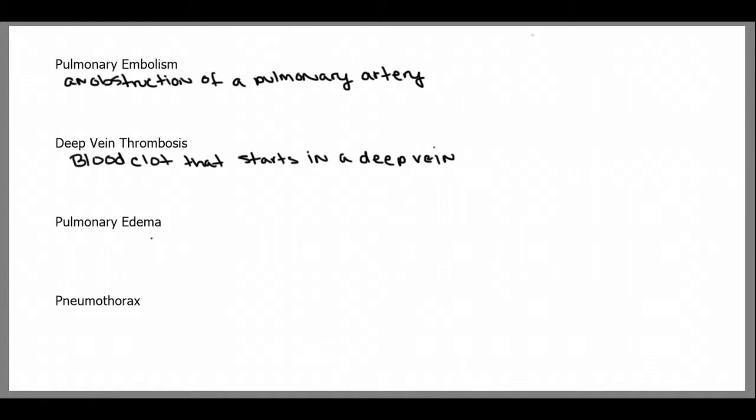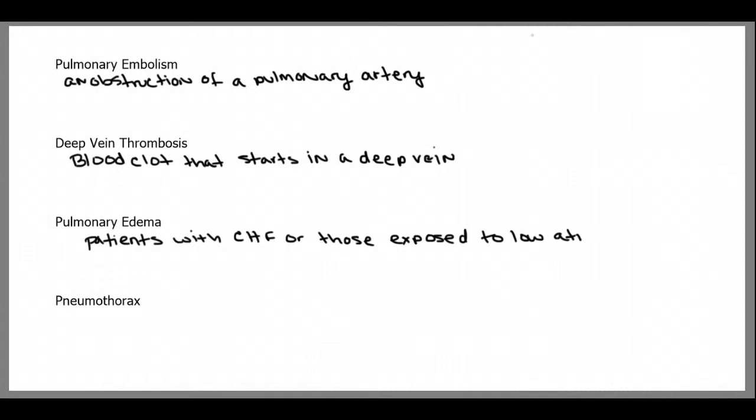Pulmonary edema can result from patients with heart failure or those exposed to low atmospheric pressure of high altitudes. So damage to the left side of the heart, which receives blood from the lungs, causes fluid to back up into the lungs. A patient with pulmonary edema may be pale, diaphoretic, have gurgling, crackling sounds, labored respirations, and a feeling of drowning.